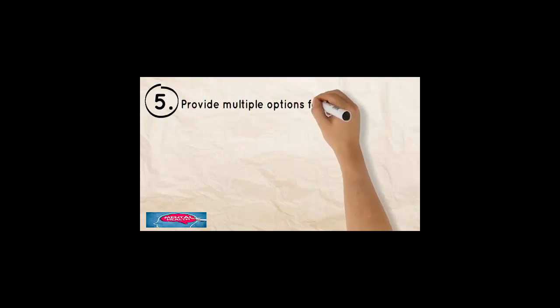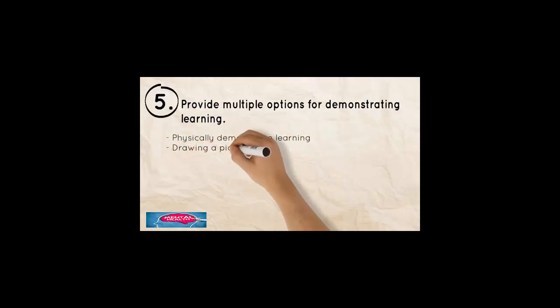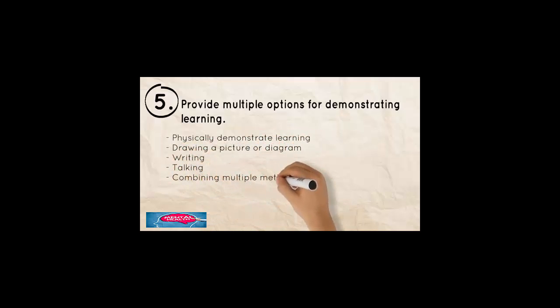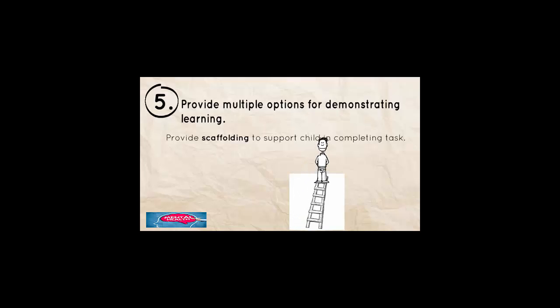Allow your students to demonstrate learning in many ways, whether it means physically showing it in a hands-on activity, drawing it or representing it in a mind map, writing about it, talking about it, or combining multiple assessment methods. If you need a student with a developmental language disorder to talk or write about their knowledge and ideas, provide as much scaffolding as is required to support the child in completing the task.